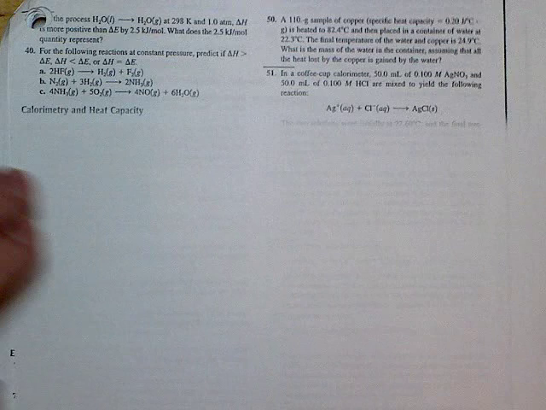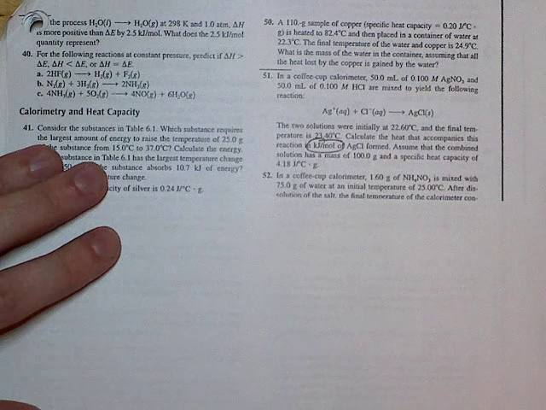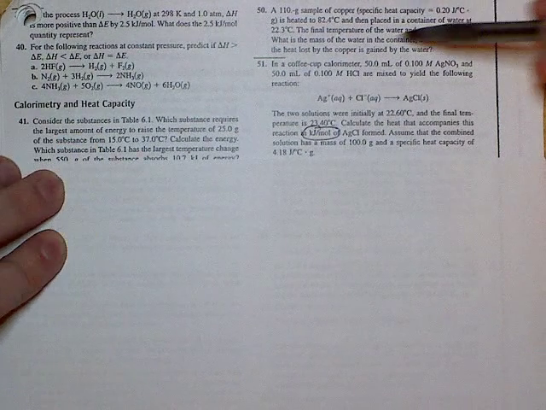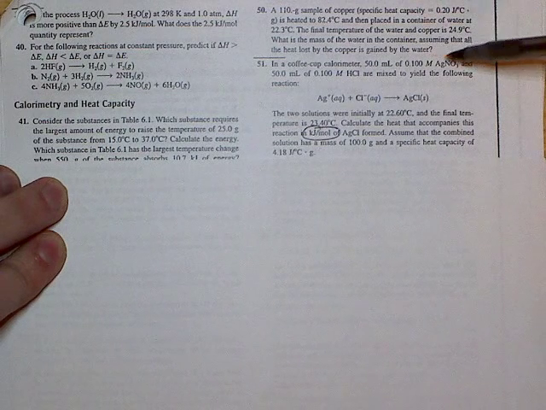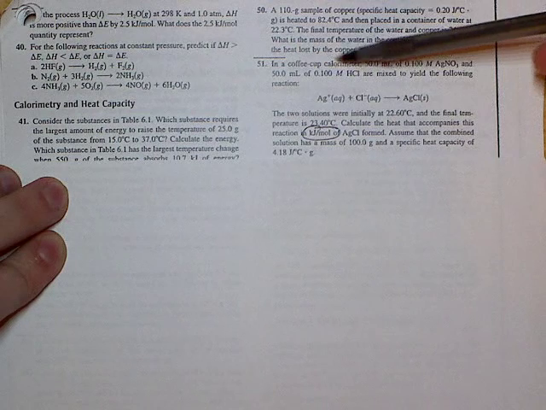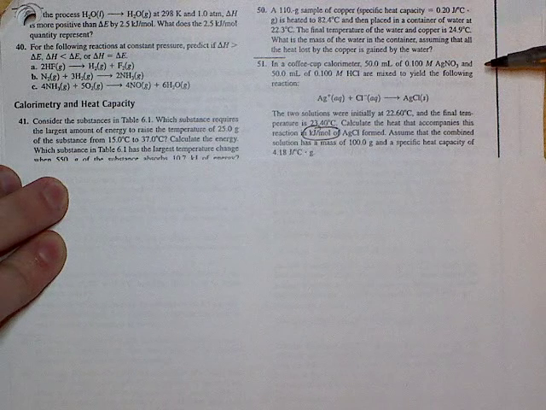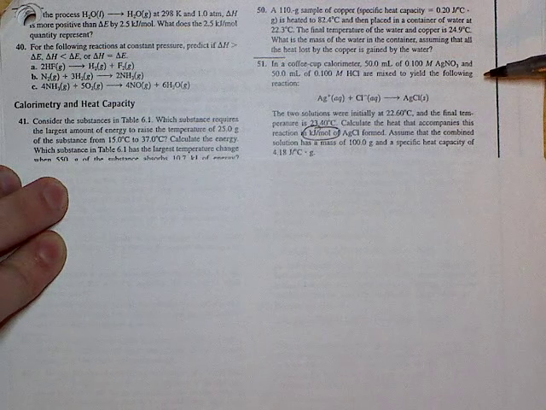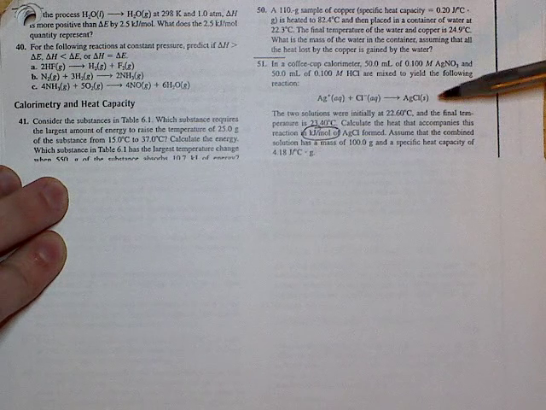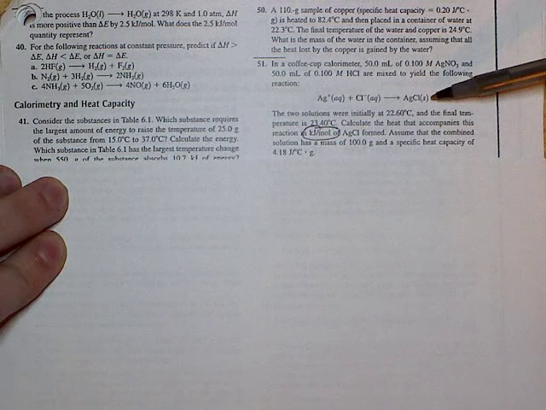Alright, let's take a look at question number 51. In a coffee cup calorimeter, we have 50 milliliters of 0.1 molar silver nitrate and 50 milliliters of 0.1 molar hydrochloric acid. They are mixed to yield the following reaction: Ag+ aqueous plus Cl- aqueous, yielding a silver chloride precipitate.